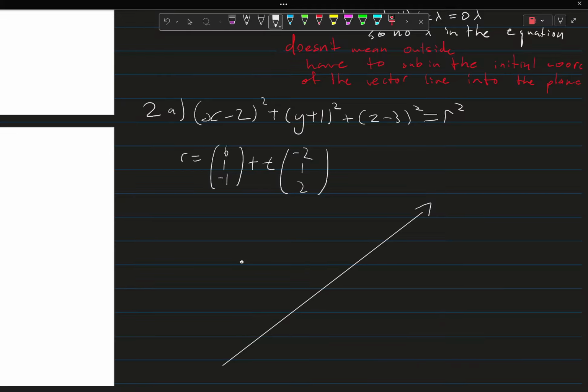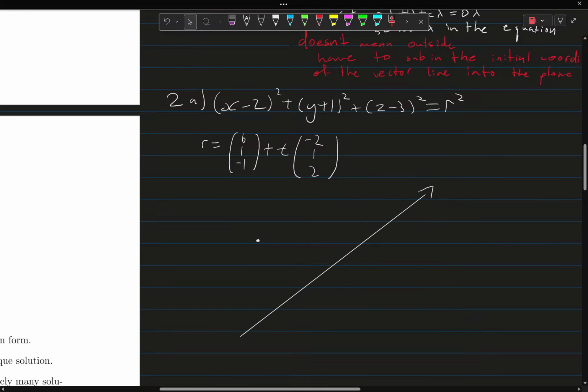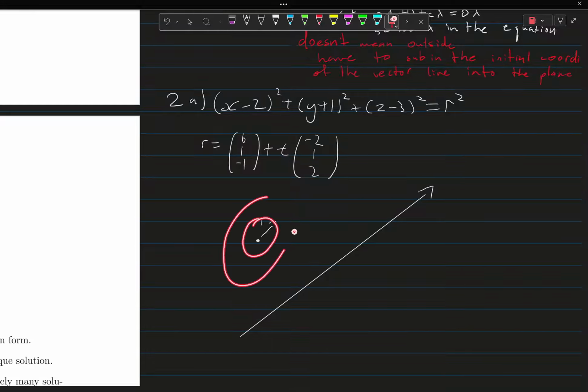Yeah, if we get the line into that Cartesian form, but that's all equating t's, right? We'll still have x equals something t, y equals something t, z equals something t. So what we're really trying to find is that we're sort of inflating the sphere. Like r could be anything. So we're starting with a really small sphere, inflating it until it touches the line only once.